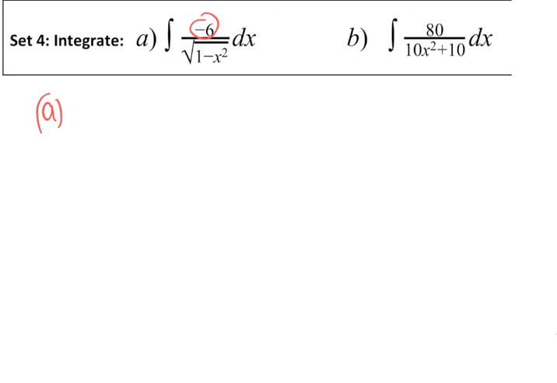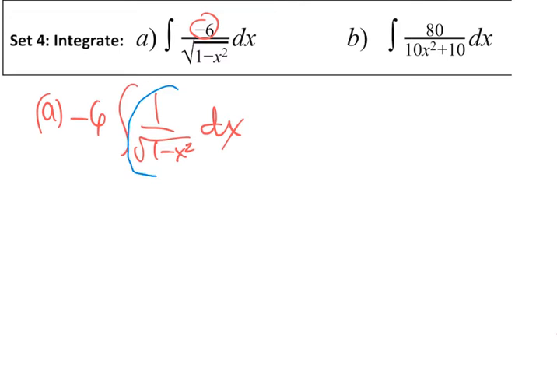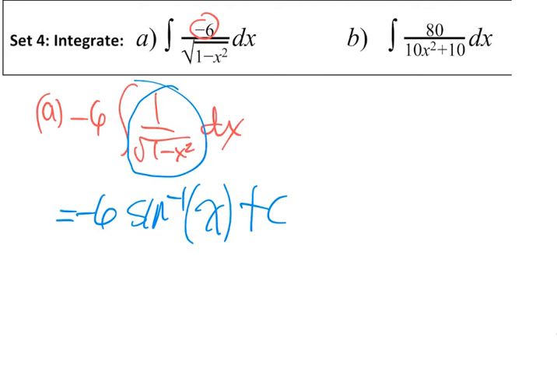So what I'm going to do is rewrite that integral as -6 integral 1 over square root of 1 minus x squared dx. And so I have -6 times the integral of that, right? That -6 can be a multiplier out front, and that's usually much easier. So I should recognize that that is the derivative of sine inverse. So what's my answer? -6 sine inverse, or arc sine x, plus c. And that's it. I'm done.